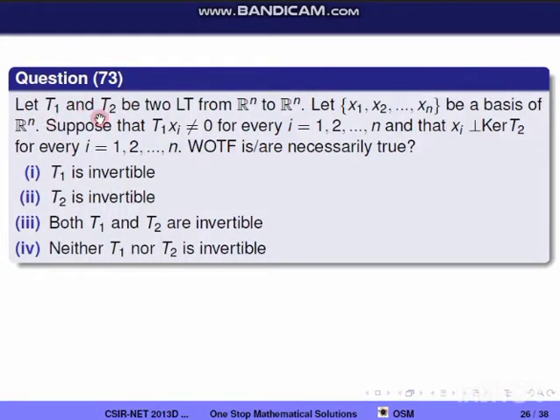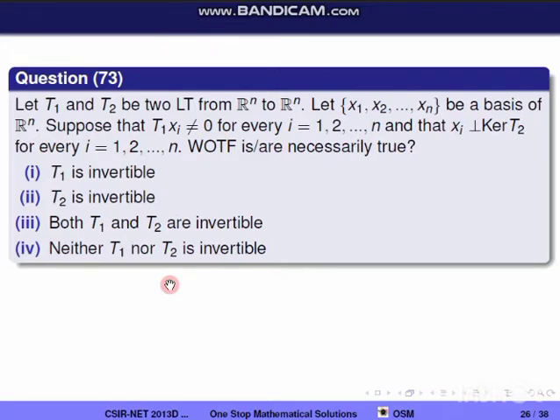Let T1 and T2 be two linear transformations from Rn to Rn. Let x1, x2, etc. xn be a basis of Rn. Suppose that T1 xi is not equal to 0 for every i in 1, 2, 3, etc. up to n, and that each xi is perpendicular to kernel T2 for every i equal to 1, 2, etc. up to n. Which of the following is or are necessarily true? So they are given two linear transformations such that T1 of xi is non-zero and xi is perpendicular to kernel of T2. Then we have to check which of the option is true.